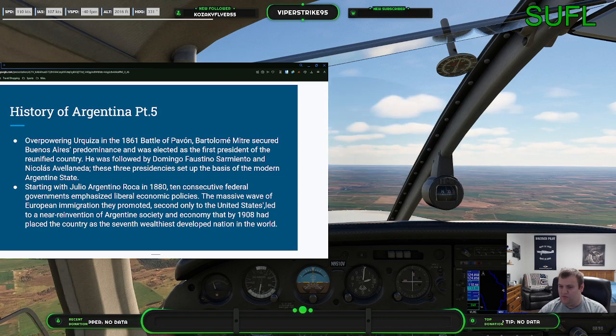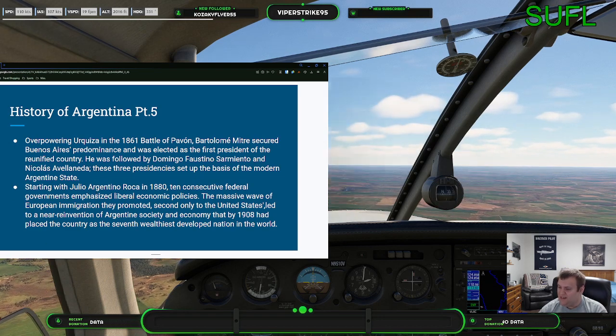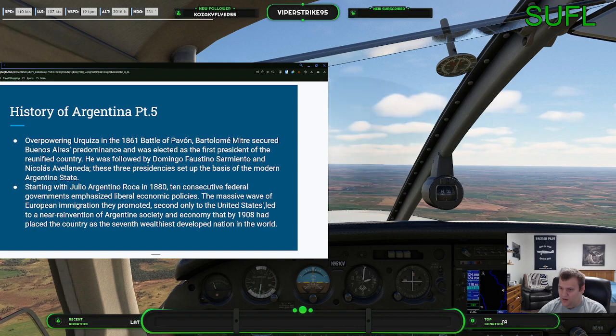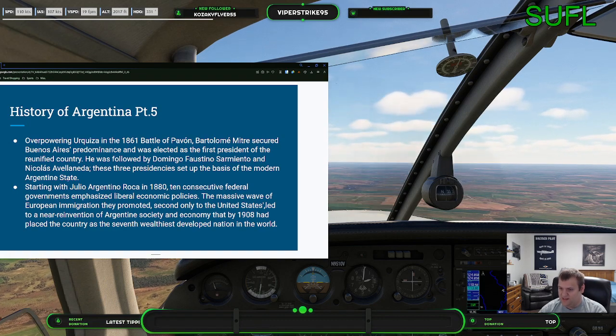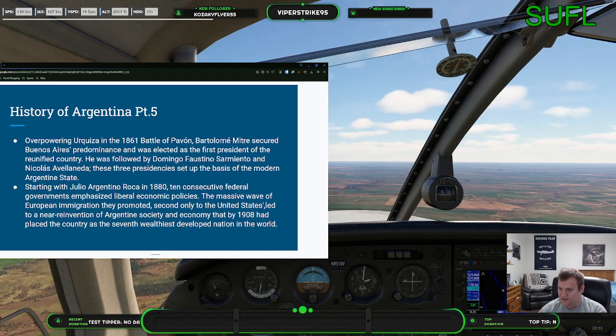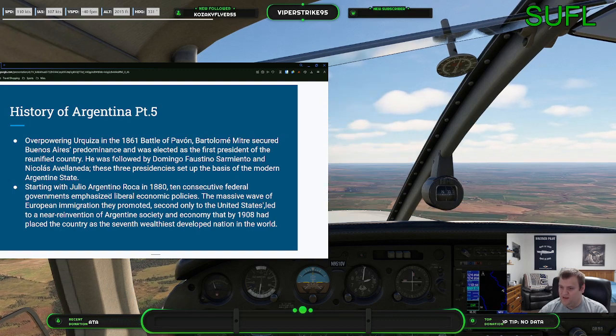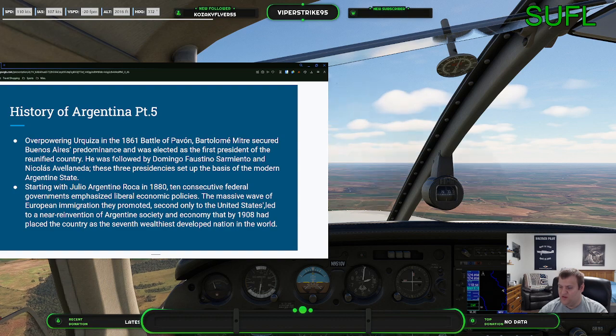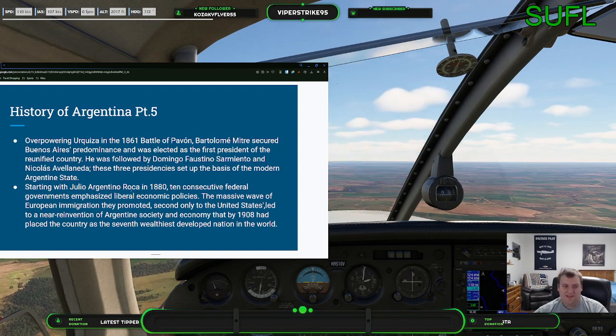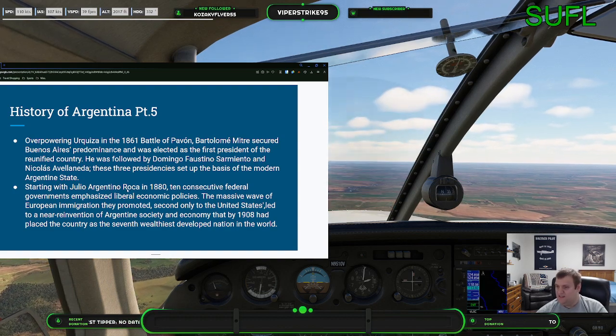However, the thing that really built modern Argentina and its rise was in 1861, when Buenos Aires' predominance ended and Bartolomé was selected as president of the reunified Argentina, and helped set up, along with 3 other presidencies, the basis of the modern Argentine state.